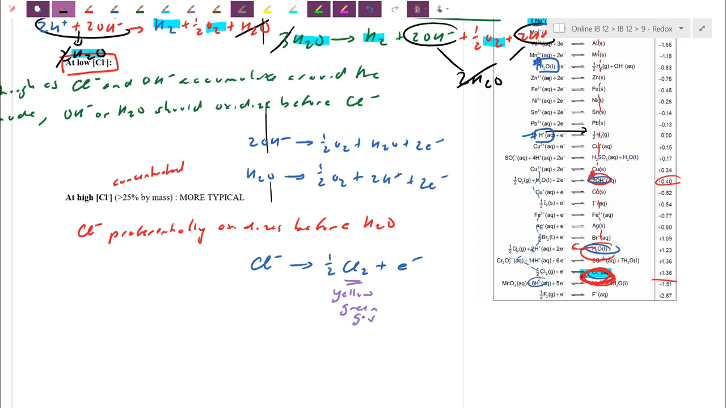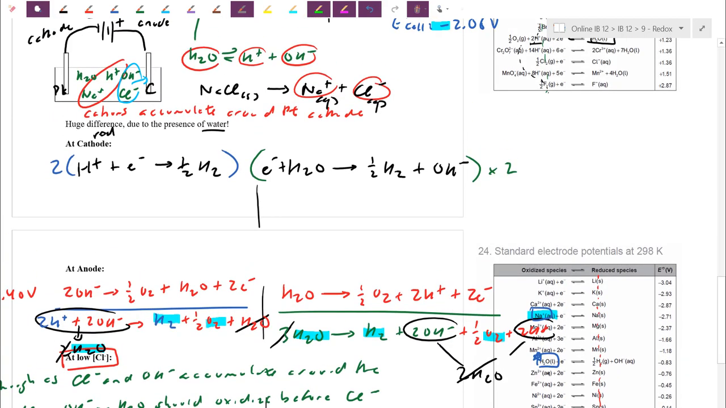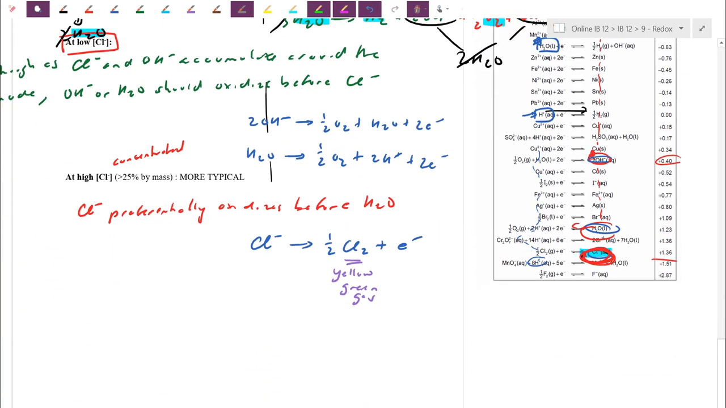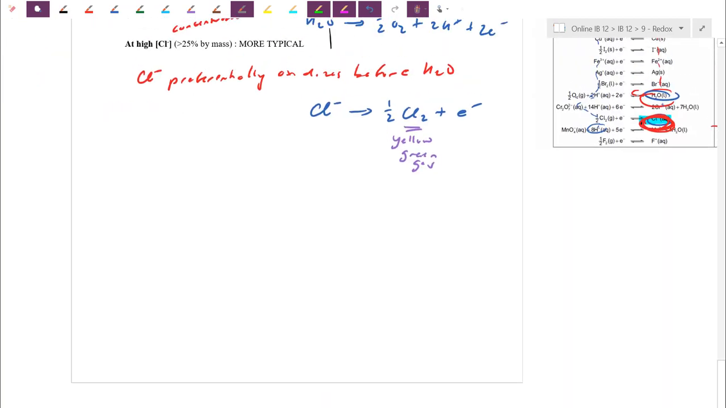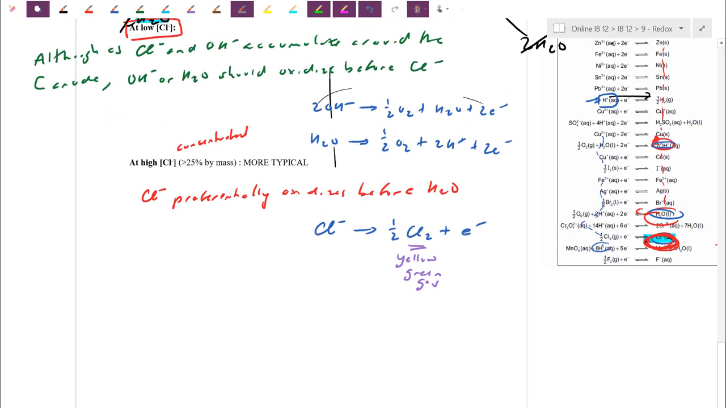So just for practice sake, I want you to try it out. This one is showing you sort of an exception on the oxidation side. Try coupling that with the same reduction reaction. See what you get for the net equation at low concentrations when the hydroxide or water react, and see what you get when the chloride reacts. There are a lot more practice questions later on as well. If you have any problems, just let me know.